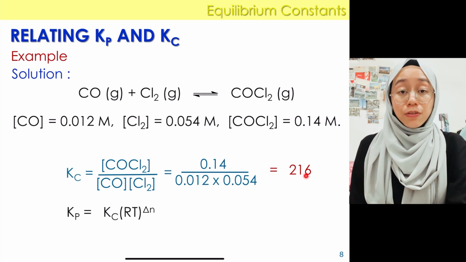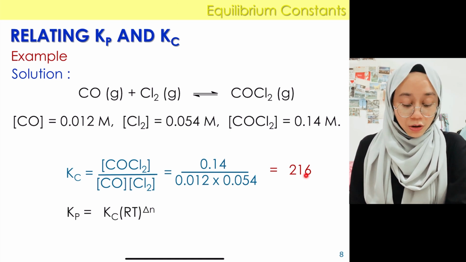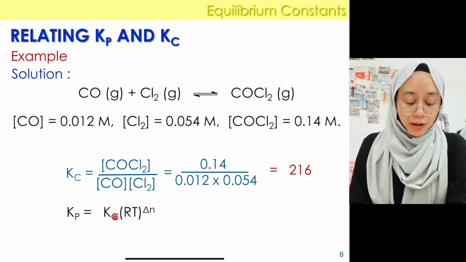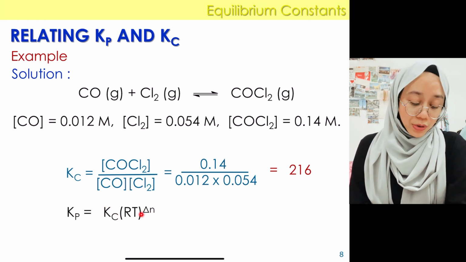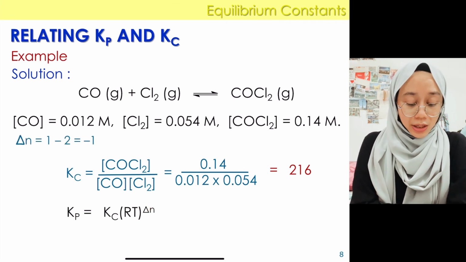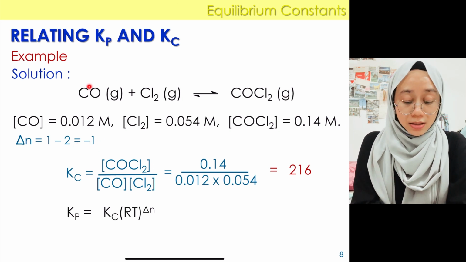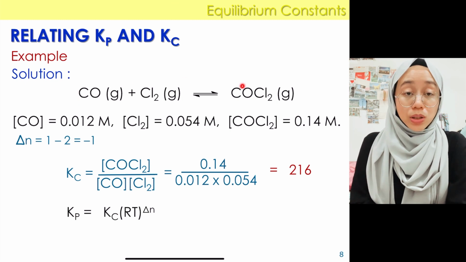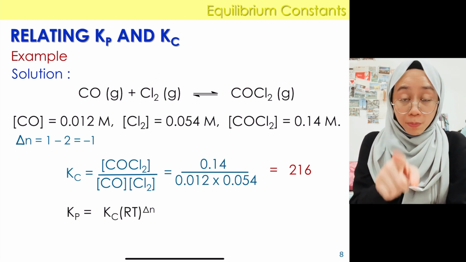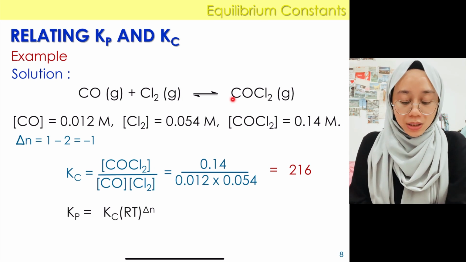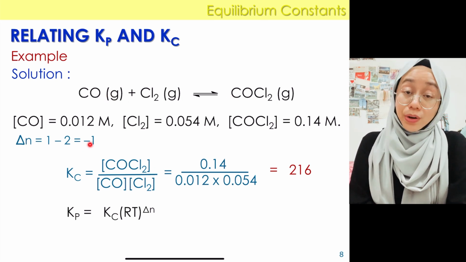Okay, and then you have to look for the Kp juga kan. So by using this relationship here, since you have the Kc already, you have to determine the delta N. So try to find the delta N. Delta N is basically 1 minus 2 equals to negative 1. Semua ni gas, sini 1 je, sini 1 tambah 1, so maksud 1 tolak 2. Product minus reactant lah. So 1 minus 2, you get negative 1.